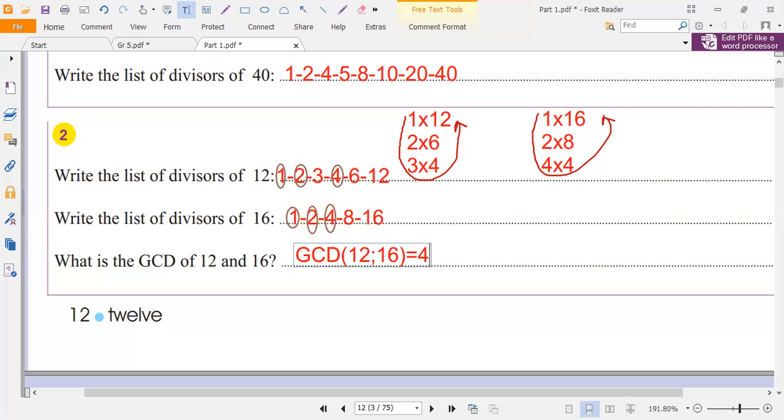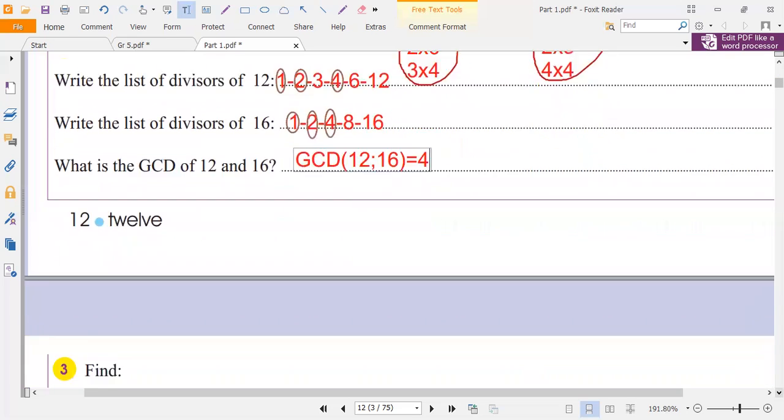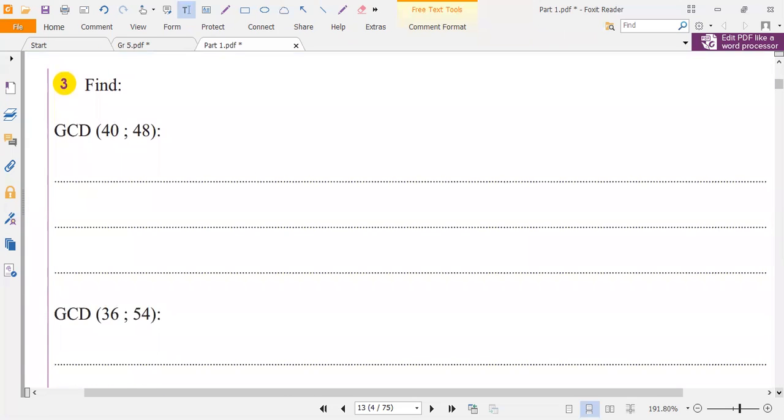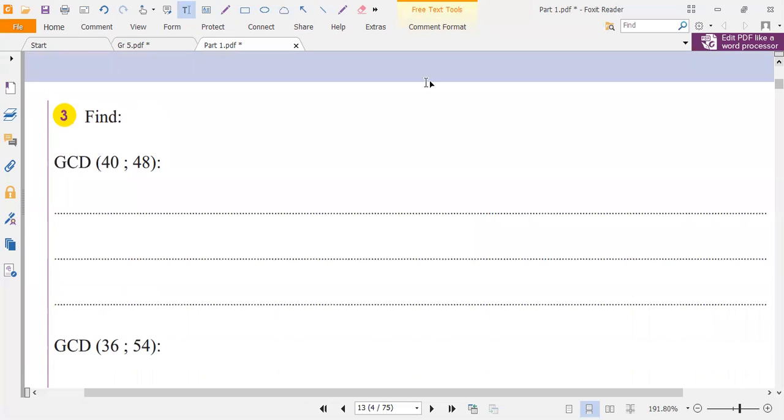Now let's do exercise 3, page 13. Now we have to find the GCD between 40 and 48. So now we have to learn a new method for grade 6, because what we did in exercise 2 is for grade 5. We did it like this in grade 5. So in grade 6, we have to learn a new method.